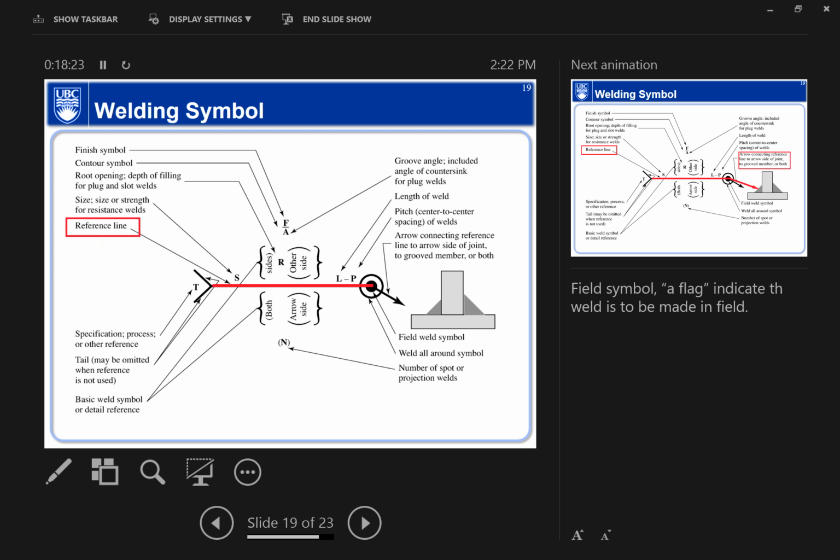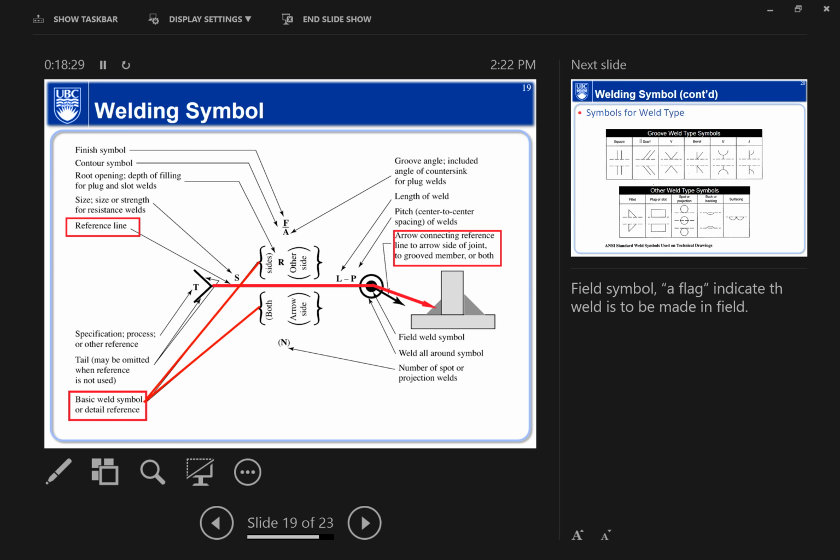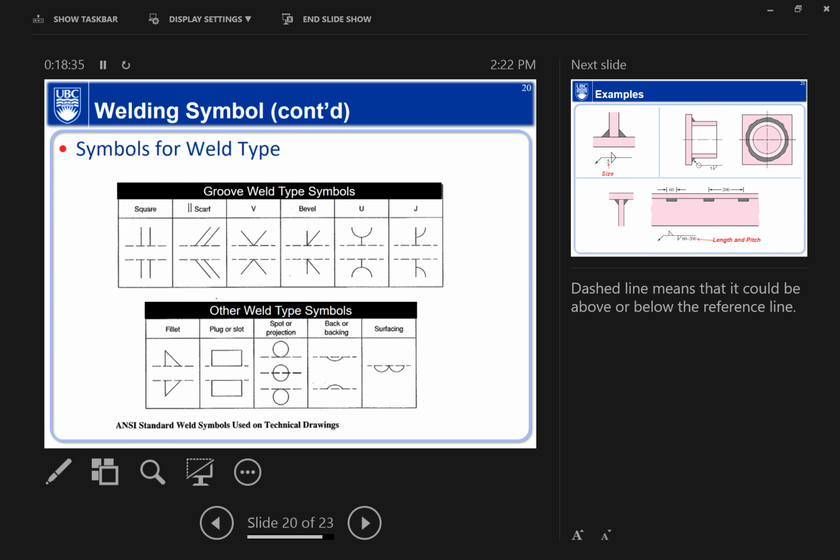So that's what I summarize here. The reference line, the arrow connections to the reference line, and the symbols should be entered either in the top or the bottom side. So here are examples of what symbols you can use, on the top and the bottom of the reference line.